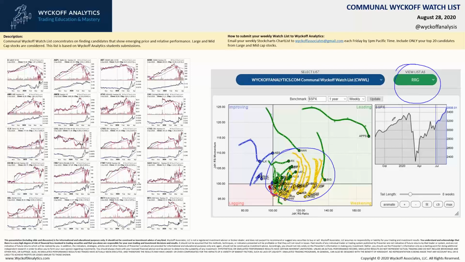I'm using here the relative rotation graph. And we're seeing how from the leading sector, a lot of the stocks are actually going into some weakening state. So that also could suggest that we're somewhat close to the intermediate top.